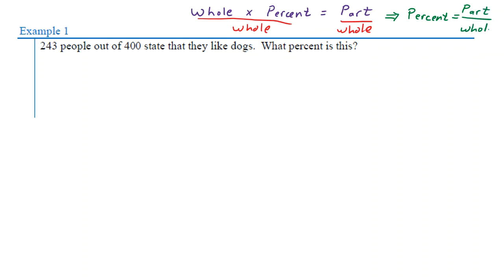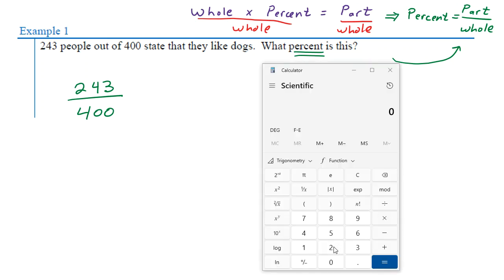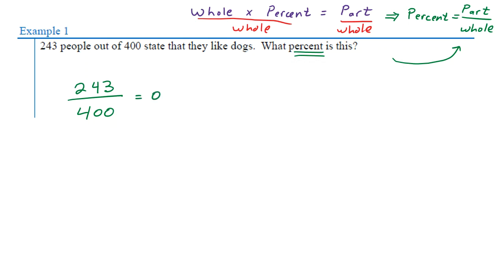Now, you don't have to remember both of these. If you just remember one, you can derive the other one. So in this case, we're trying to find the percent. That means that we need to do the part divided by the whole. So the part of the people that like dogs is 243 out of the whole number of people that we talked to. And so if we divide those on our calculator, 243 divided by 400, we get this decimal, 0.6075. Let's write that down.